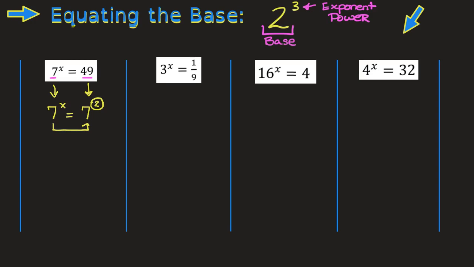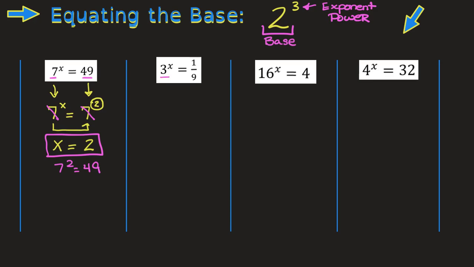So at this point, you just get rid of your 7s. We're going to ignore them. We're going to rewrite our exponents that are left. So we have x equals 2. And our answer would be 2, because you plug 2 in for x, and you get 7 squared equals 49.